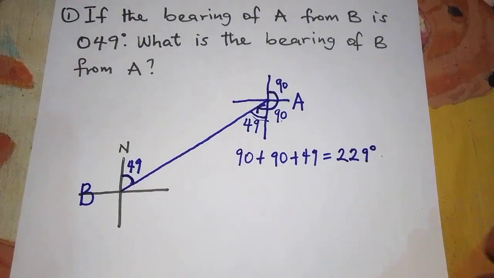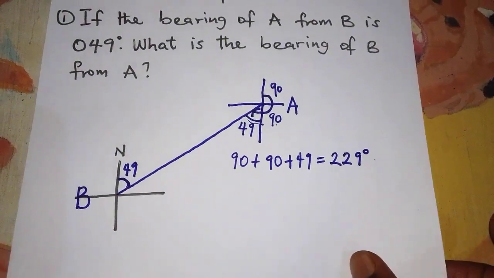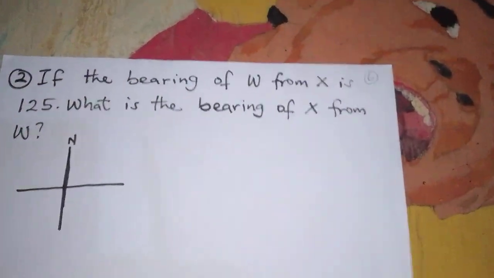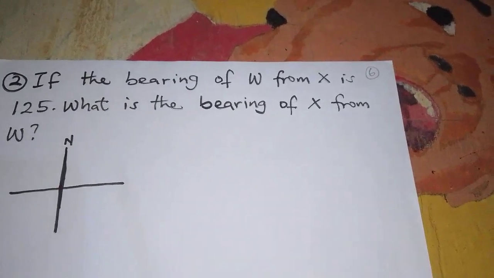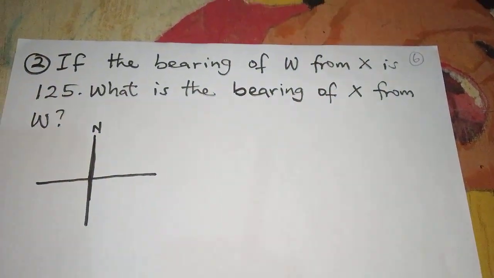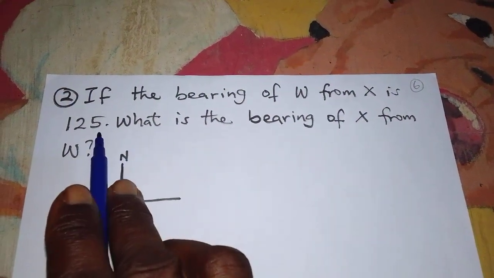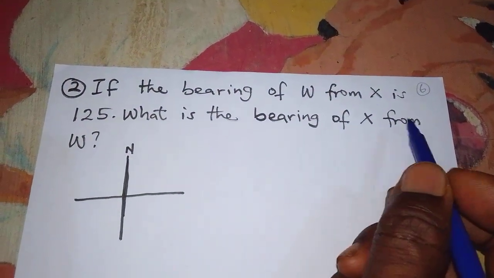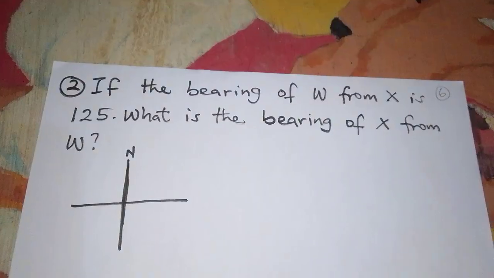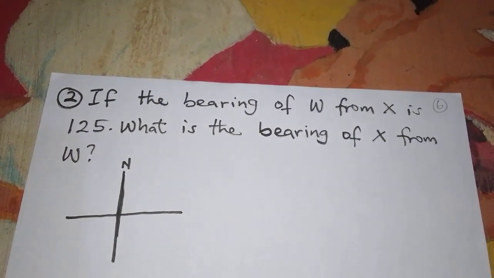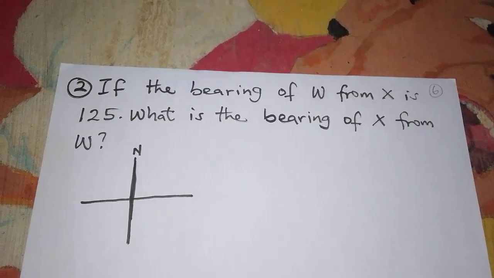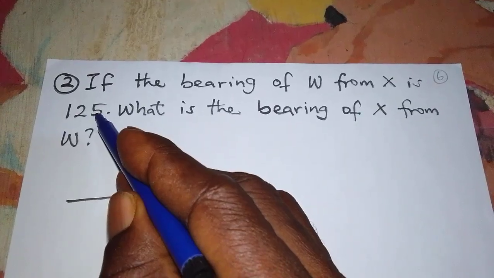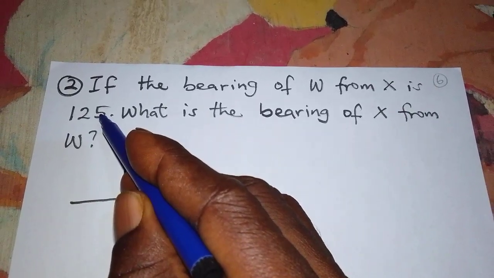So it means that the bearing of B from A is 229 degrees. Now let's have another example. If the bearing of W from X is 125 degrees, what is the bearing of X from W? First of all, you determine what quadrant 125 is in. 125 degrees is in the second quadrant.